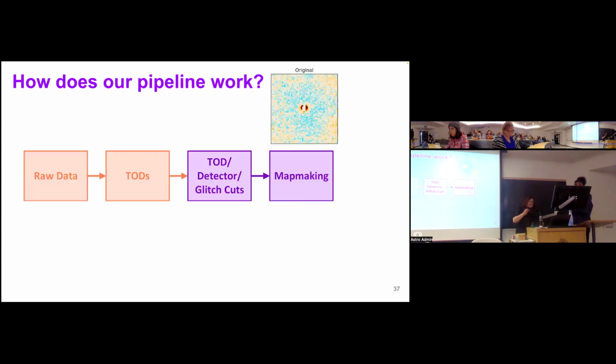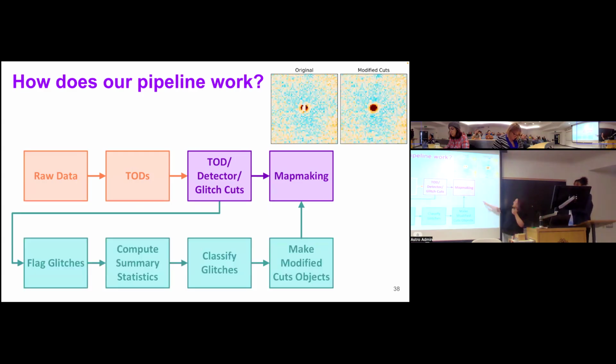So how does this work? Generally for a pipeline, you have your raw data, go to TODs, you do your cuts, and you make your maps. Here's an example in the standard one, with a simulated stellar flare injected into the map. And as you can see, it's been cut out. So you wouldn't actually be able to search for this properly at the map level.